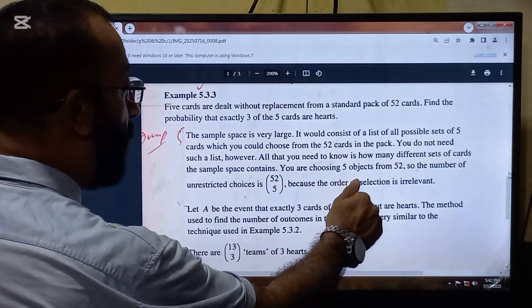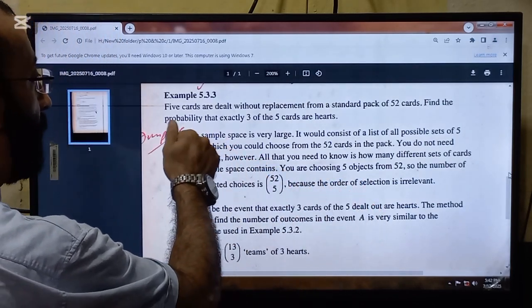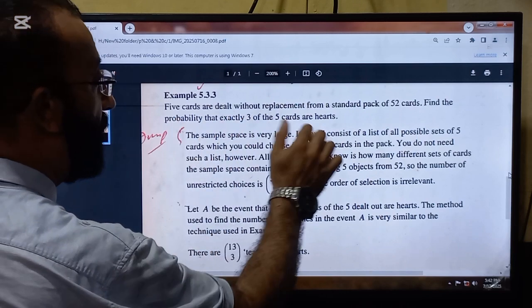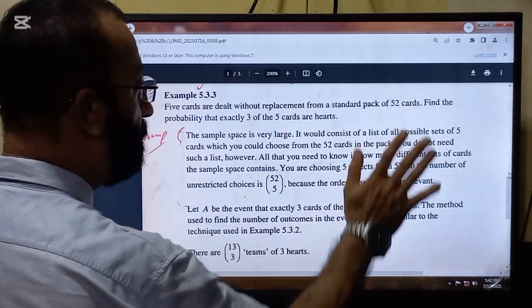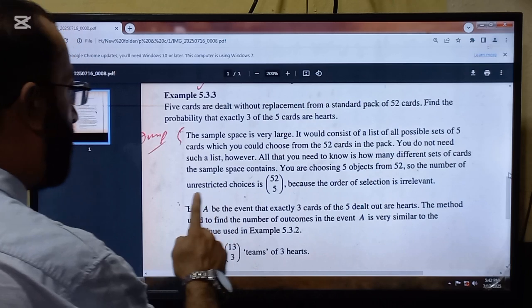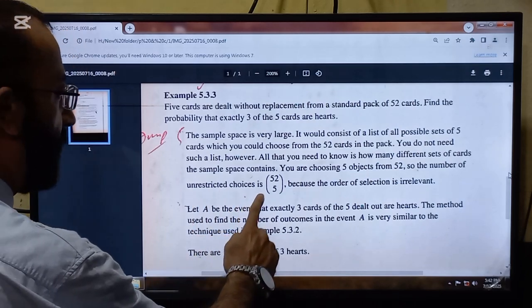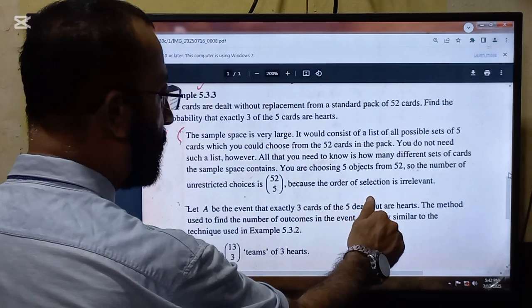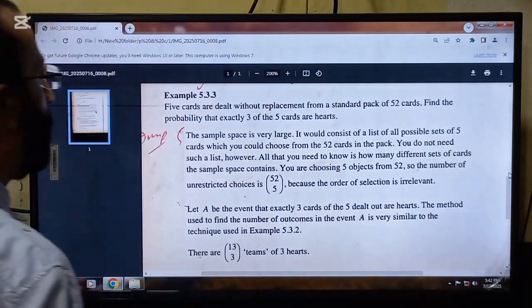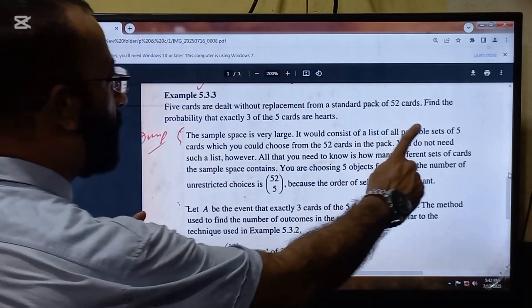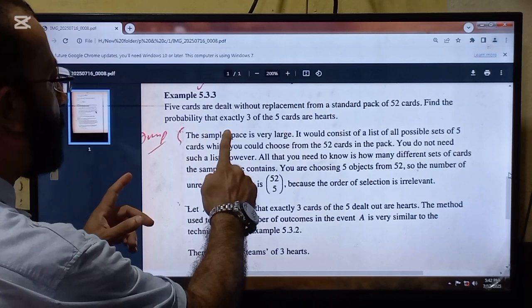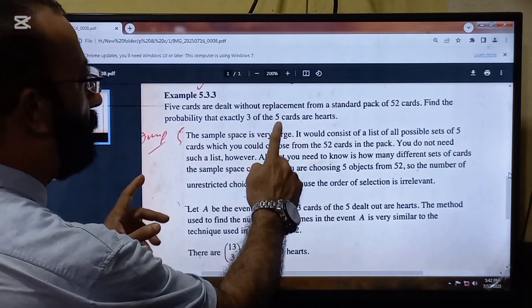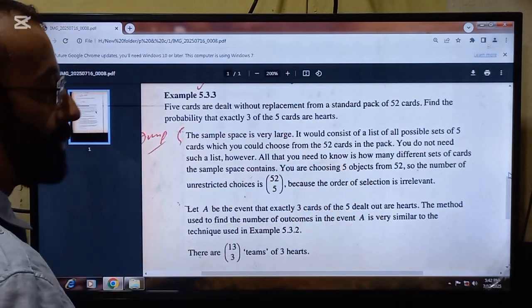You are choosing 5 objects. So look now, 5 cards are dealt without replacement from a standard pack of 52 playing cards. So the number of unrestricted choices is 52C5, because the order of selection is irrelevant. Further, it is required to find the probability that exactly 3 of the 5 cards are hearts.